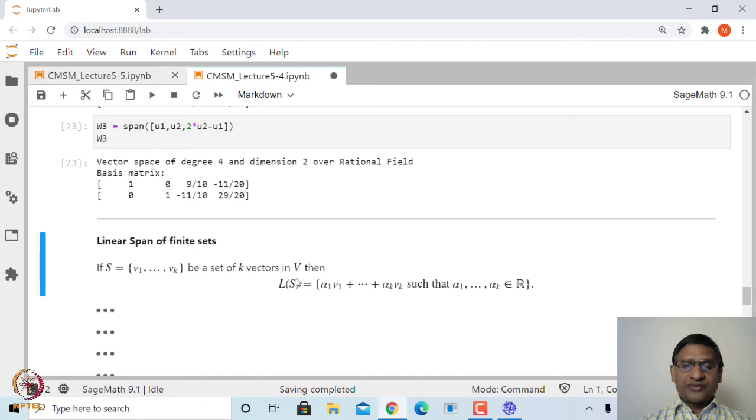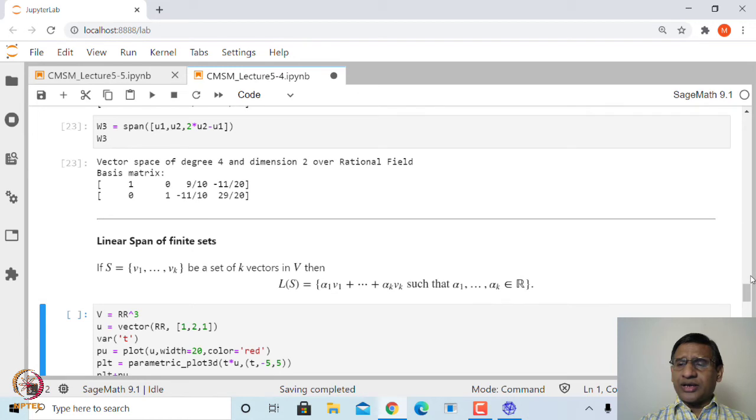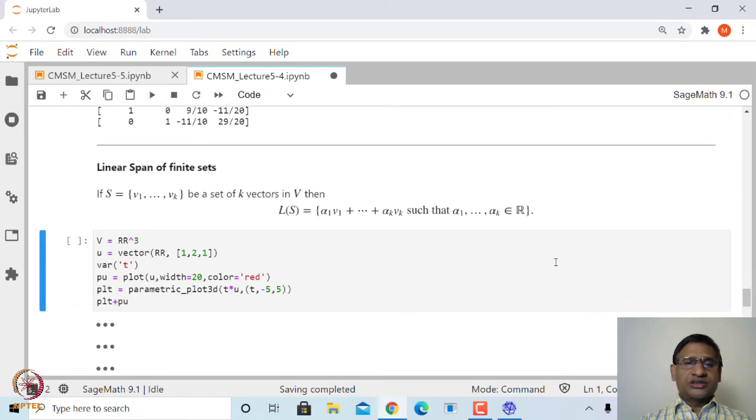So if you have a singleton V1, then it will be just alpha 1 V1 such that alpha 1 lies in R. That's the set of all scalar multiples of V1. If I have 2, then it is the set of all linear combinations of V1 and V2, alpha 1 V1 plus alpha 2 V2, right? So you can even try to plot and visualize these linear spans.